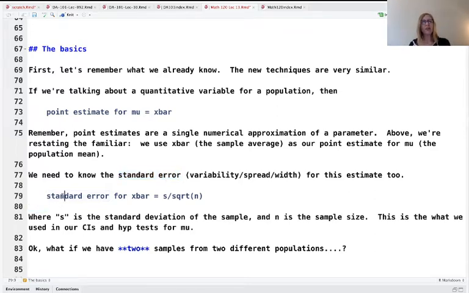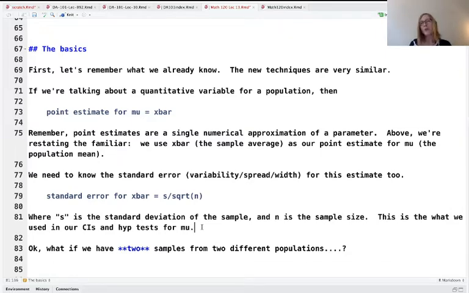And you've seen, if we're talking about one mean for one population, the standard error for x bar is s divided by the square root of n. s is the standard deviation of our sample data, and n is the sample size. This is the same thing that you've used in your confidence intervals and your hypothesis tests for mu. Not proportions, means. Okay, so that's the technique that we've seen so far.